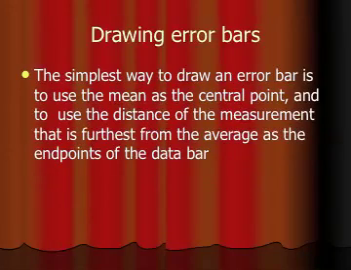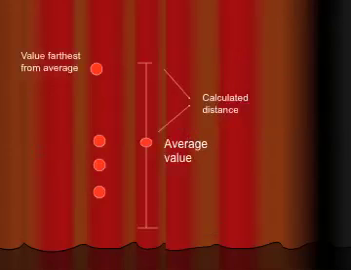The simplest way to draw an error bar is to use the mean, that means the average, as the central point, and then use the distance of the measurement that is furthest from the average as the endpoint of the error bar. That means we have in the center the average value, and then we have the value that is the farthest from the average, further away from everybody else. We use that calculated distance between that value and the average. And then at the bottom, we just repeat the same value.